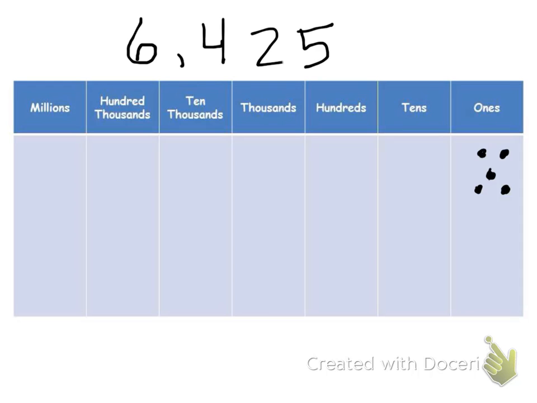And how many tens do we have? Very good. 2 tens. How many hundreds do we have? Good, we have 4 hundreds. And then how many thousands do we have? Good, we have 6 thousands. There we go. So when I ask you to use dots on a place value chart to show the following number, this is how you would do it. Let's do another example problem together.